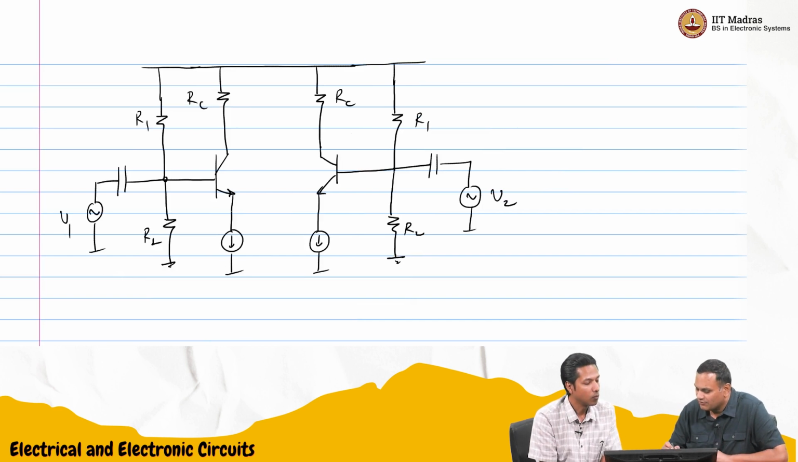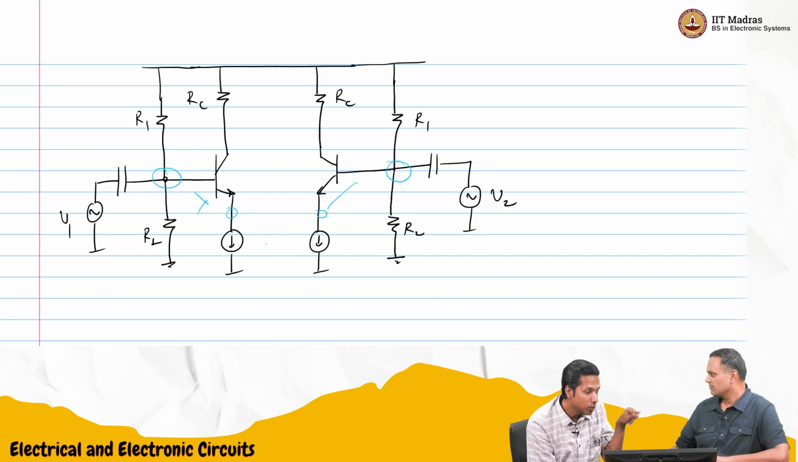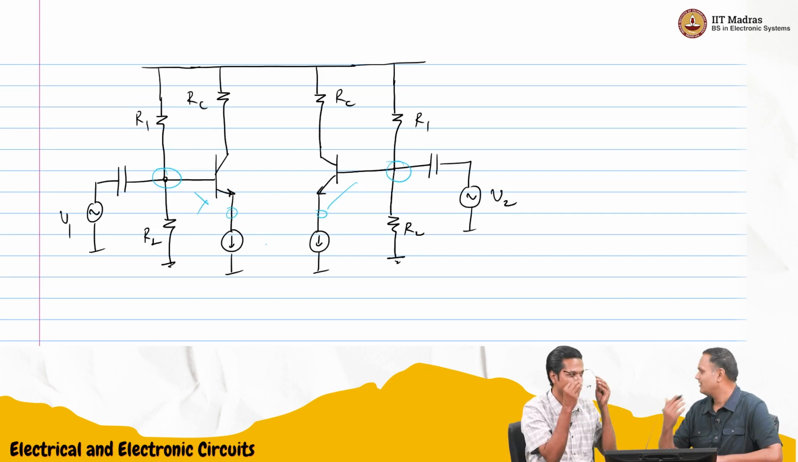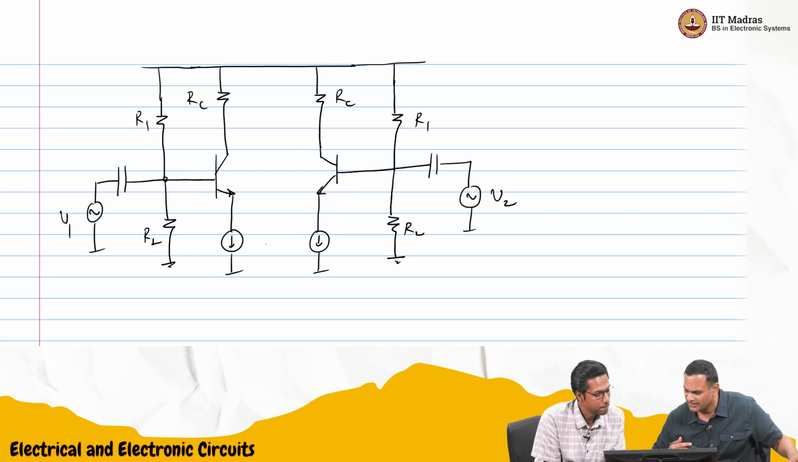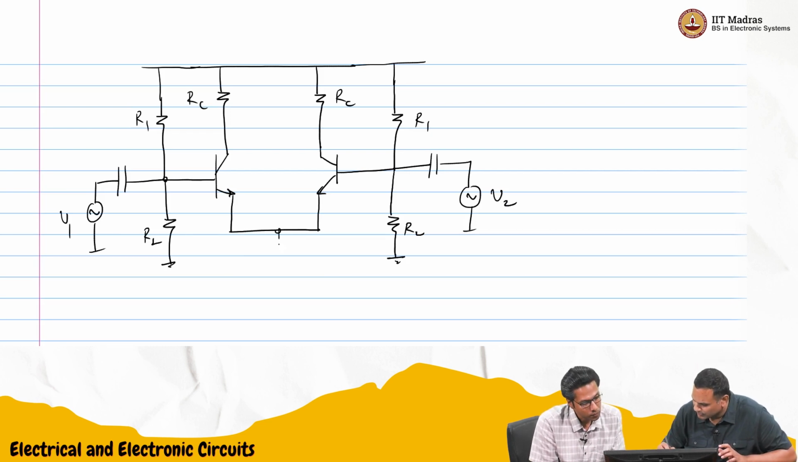What I am seeing is that for DC, this voltage is the same. This is both VBE here. These two voltages will be the same at DC. So I can connect them together, and nothing will happen for DC, correct? So let us just draw it like that. We don't need two separate current sources. It's enough if I have one current source.